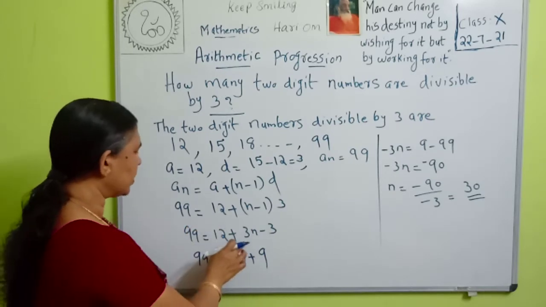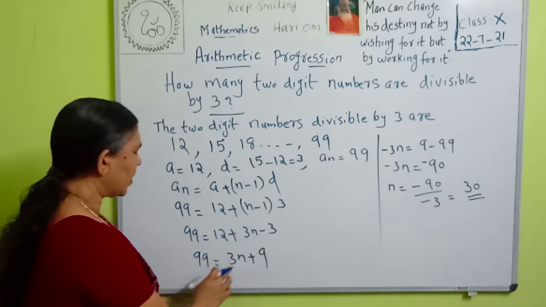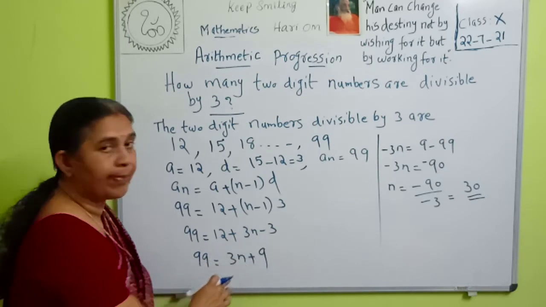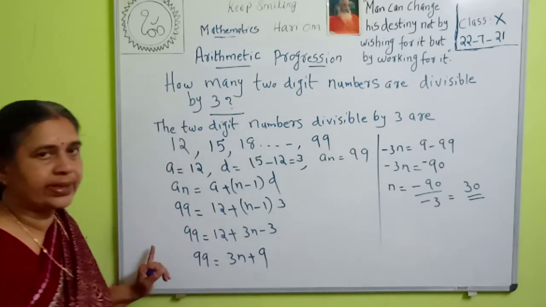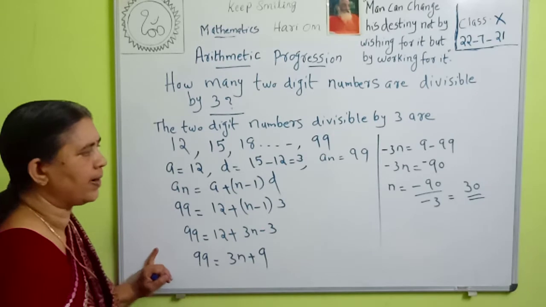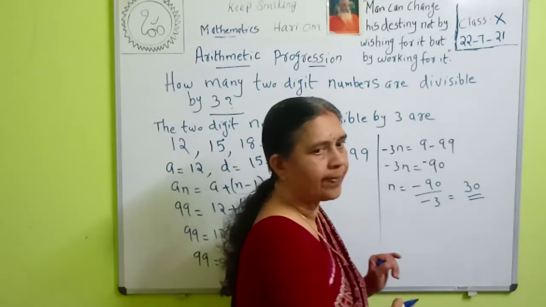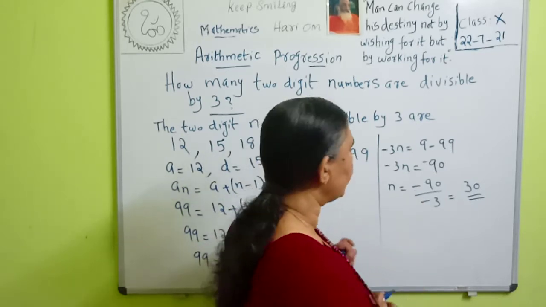Or simplifying, what we get? 99 is equal to 12 plus 3n minus 3. Then 99 is equal to 12 minus 3 is 9, 3n plus 9. Then what is transposing this 3n to the LHS? It is equal to minus 3n is equal to 9 minus 99. That is minus 3n is equal to minus 90. Then what is n? n is equal to minus 90 by minus 3, that is equal to 30.